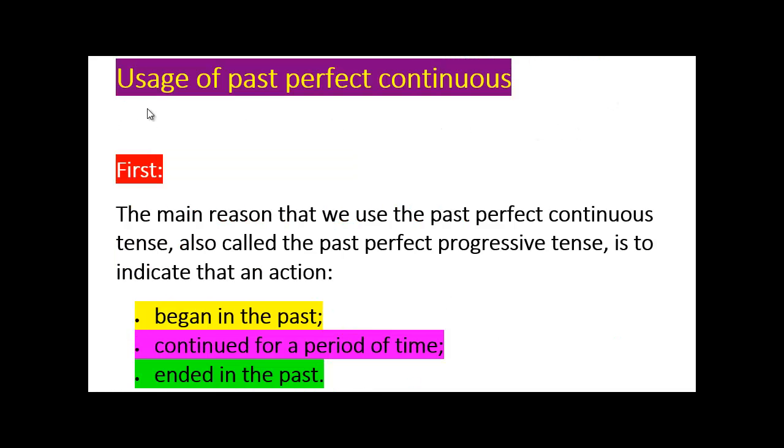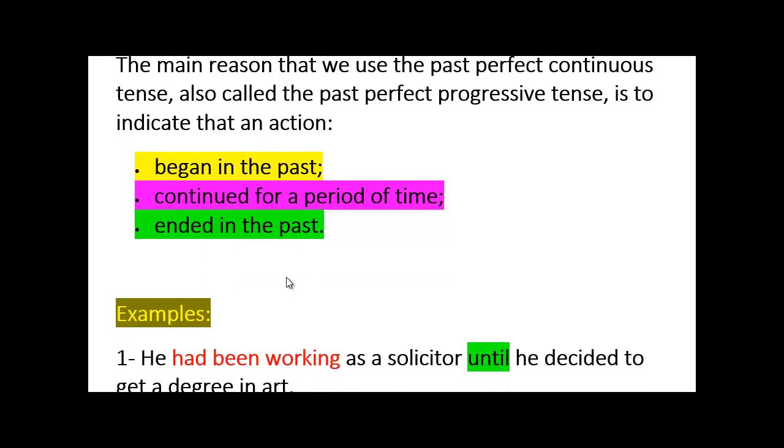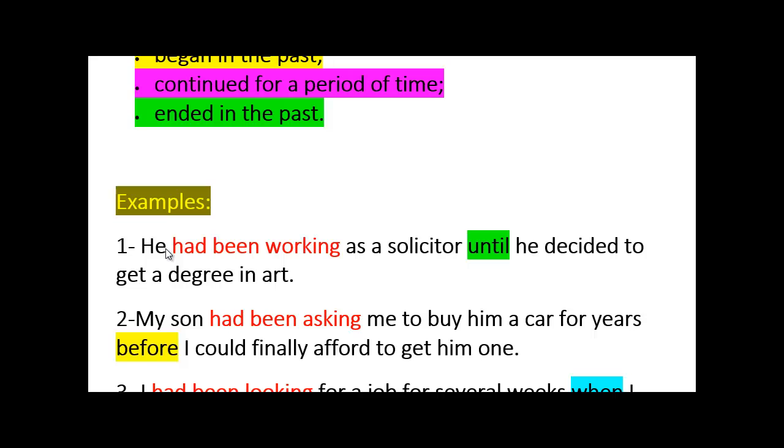Moving on to the usage of the past perfect continuous, the first thing is that we said it's an action that happened in the past, continued, and then ended in the past. And we have an example here. He had been working as a solicitor until he decided to get a degree in art. That's it. He finished work as a solicitor in the past completely and then started studying something else. Okay? And we're using until here also as a conjunction in this sentence.